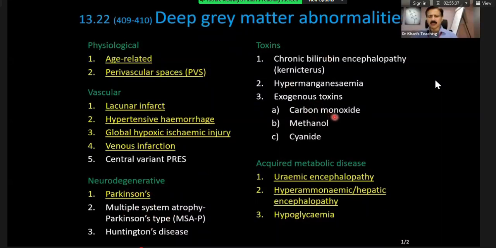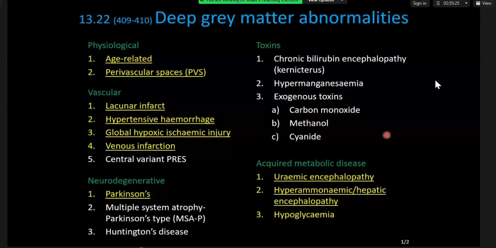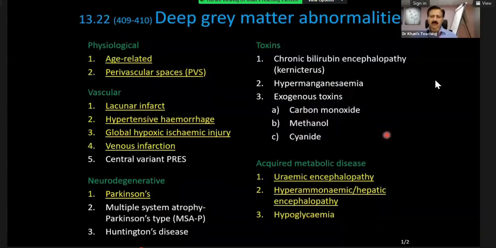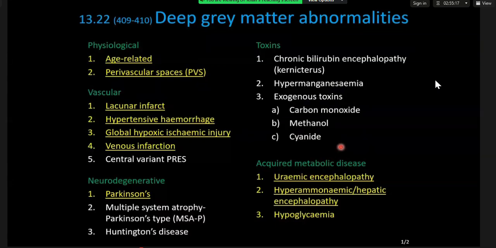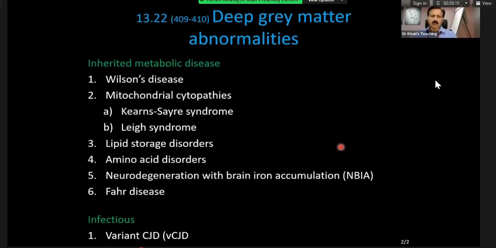Toxins are very important. They will be non-specific findings, but carbon monoxide, methanol, cyanide. I've also seen it with what we call antifreeze, and then metabolic disorders. So metabolic disorders can be inherited. Nobody is going to ask you all of this pediatric world in 2B exam. Wilson's disease should be in your mind. The case which I have shown you is Wilson's disease.